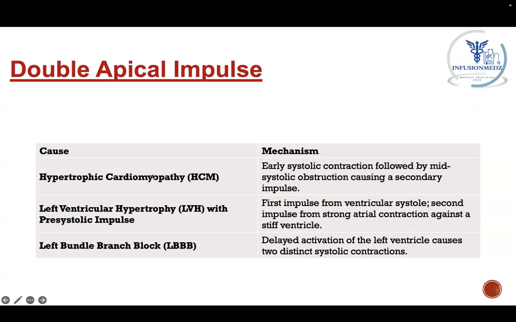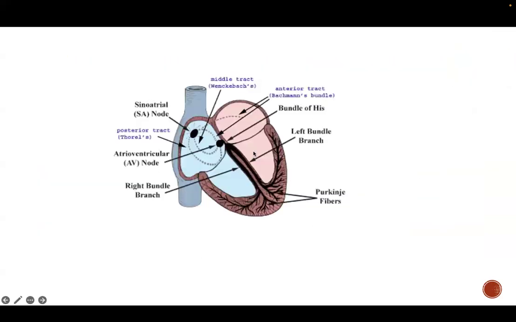This type of apical impulse is also seen in left bundle branch block, because in left bundle branch block, this is the left bundle branch you can see here. So the conduction goes slowly in this part and this part as well. So each part of the left ventricle is beating differently, and there is some lack of coordination here. So some part of the ventricle may contract first, other part may contract first, leading to a double apical impulse.